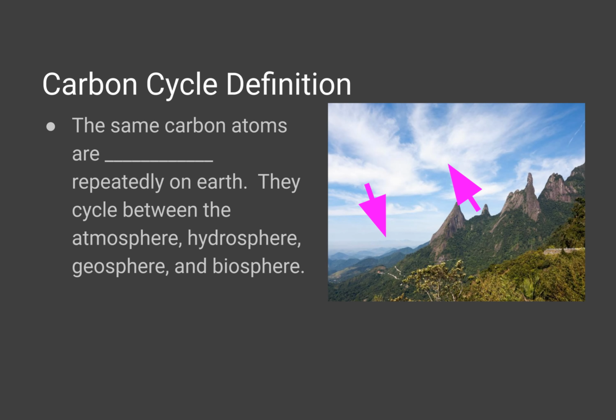Next, we'll look at the definition of the carbon cycle. In the carbon cycle, the same carbon atoms are recycled repeatedly on Earth. They cycle between the atmosphere, hydrosphere, geosphere, and biosphere. So the carbon cycle is the recycling of carbon atoms through the atmosphere, hydrosphere, geosphere, and biosphere.